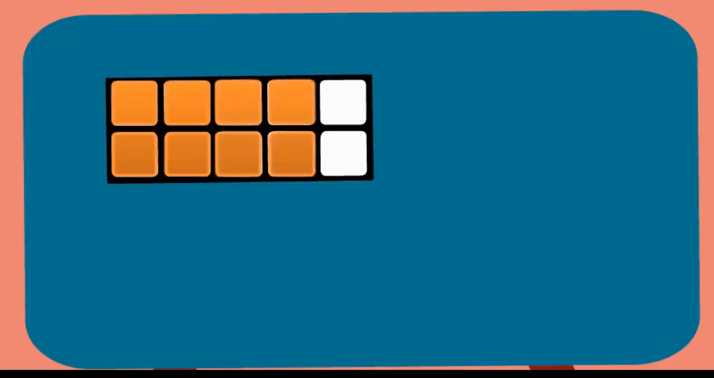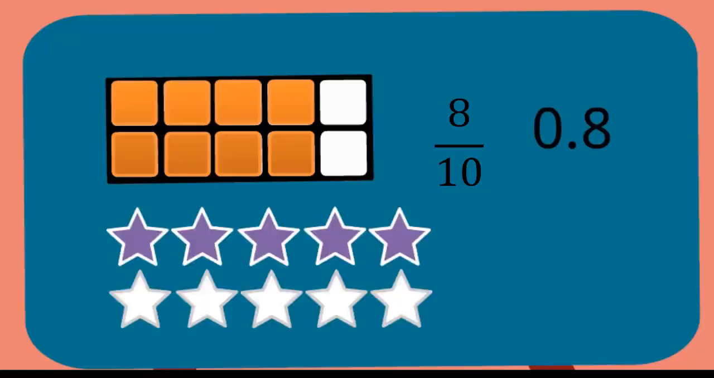Now, 8 boxes are shaded. So, it is 8/10. That is 0.8 in decimal. And here, 5 stars out of 10 are colored. In fraction, it is 5/10. Or 1/2, that is half. In decimal, it is 0.5.